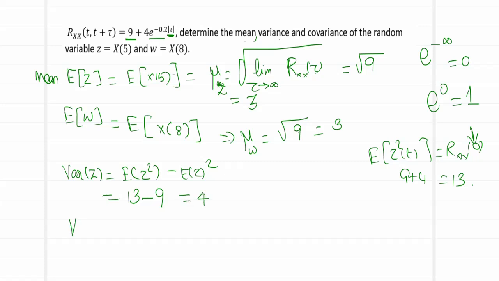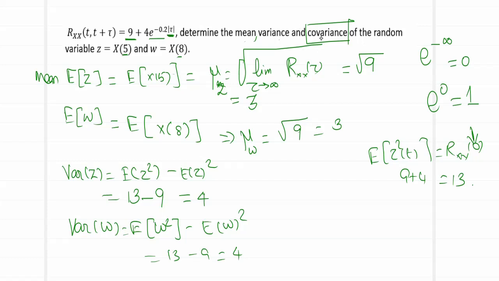And in a similar way, what will be variance of w? Whether it is going to be 5 or 8, that is not going to matter. Hence, it is going to be the same, E of w square minus E of w the whole square. So this will also be 13 minus 9, which is equal to 4. The change occurs when we are finding the covariance. So now we'll have to see what the covariance of z comma w is.